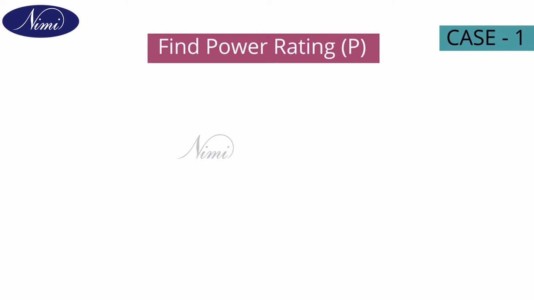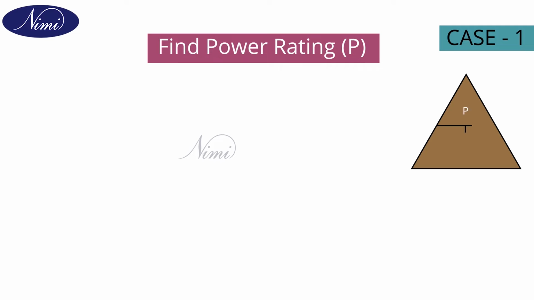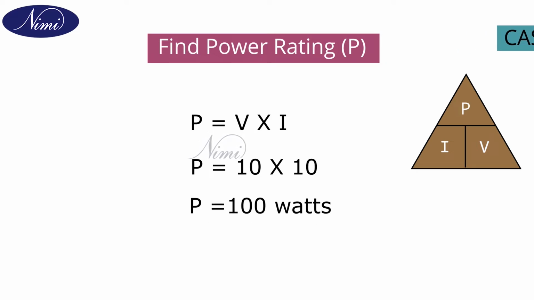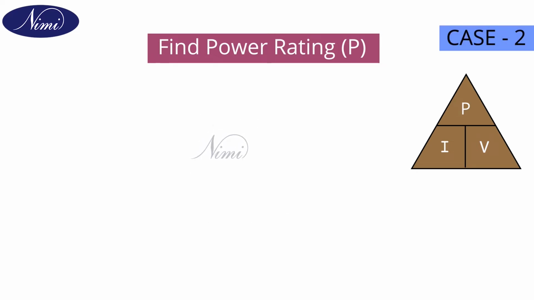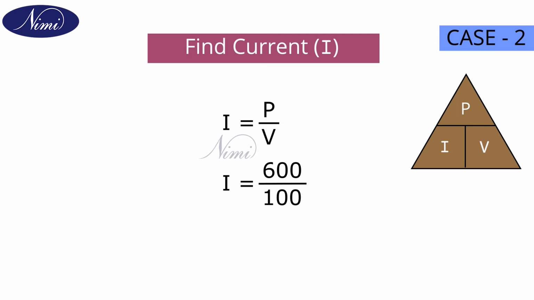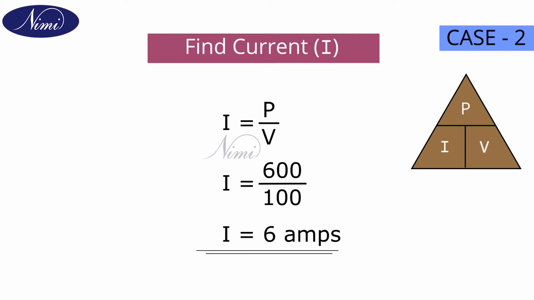In case 1, to find the power rating from the power triangle, P is equal to V into I. By substituting the values of voltage and current in the formula, we obtain power as 100 watts. In case 2, to find the value of current from the power triangle, I is equal to P by V. By substituting the values of power and voltage, we obtain current as 6 amps.